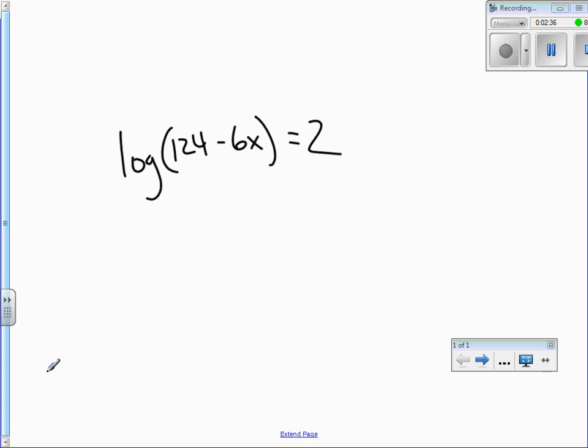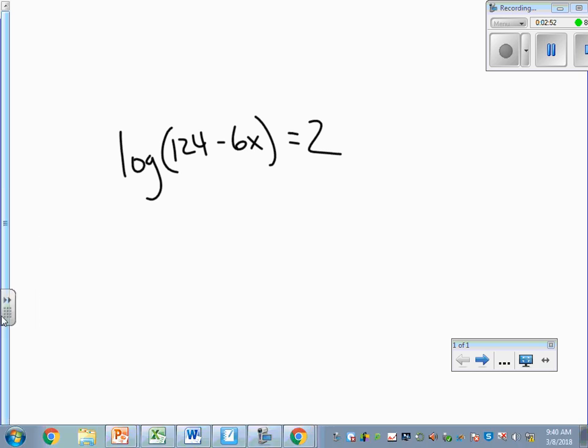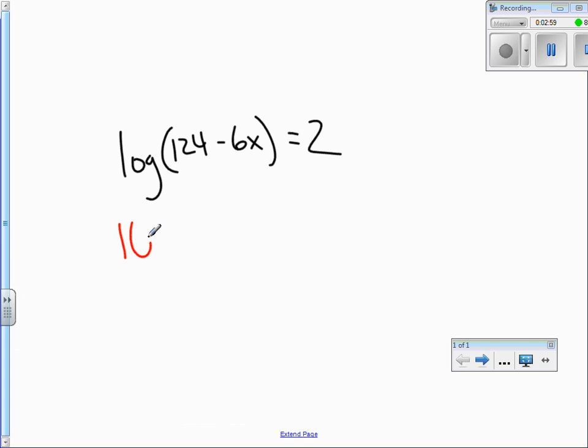Anyway, we need to get rid of the logarithm, and what we do is we use the base, because if we use the base, the base and the log are going to undo each other. So since the base is 10, what we want to do is raise this side using a base of 10, and same thing with this side, use base 10. So when we do that, we're going to get 10 to the log of 124 minus 6x equals 10 to the second.